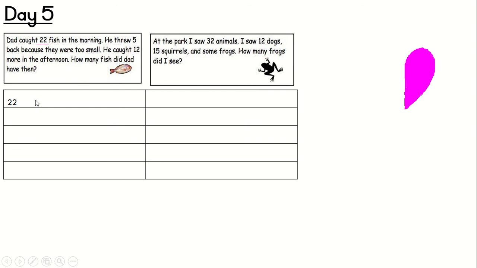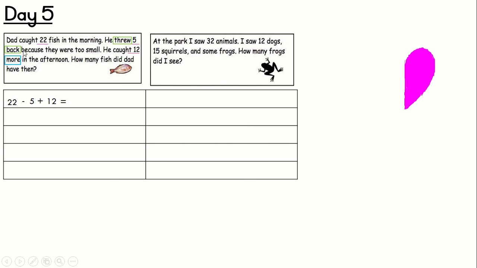Okay, I've got my first number, 22. Fish in the morning. He threw 5. Threw, or threw back, means minus. So you write down your minus. 5, you underline your 5 and you write it down. Back because they were too small. He caught 12 more. 12. You write down your 12 because that's the next number you see. More means plus. In the afternoon, how many fish did Dad have then? And that's your whole sum written down out of your story.